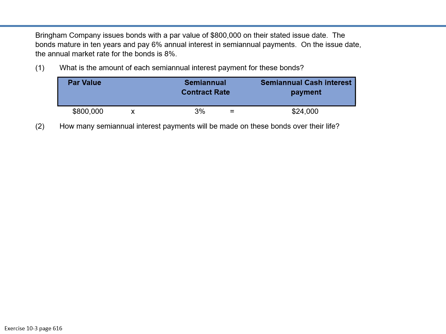How many semi-annual interest payments will be made on these bonds over their life? Well, they have a 10-year maturity. It's 20 payments, right? Two a year.